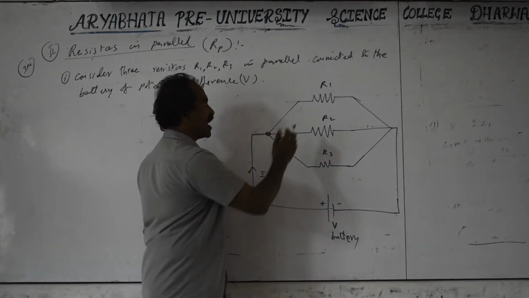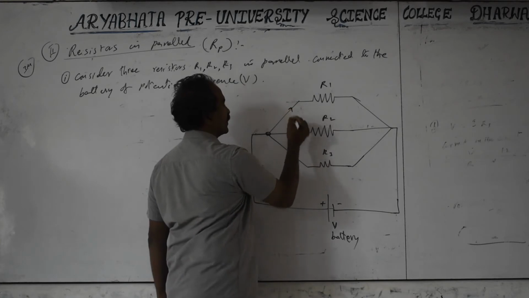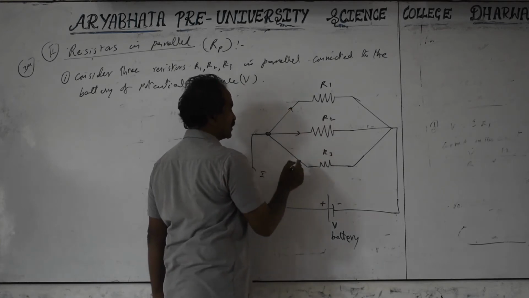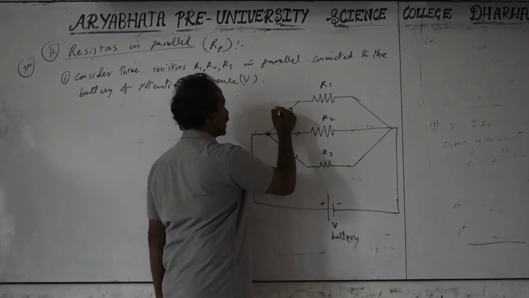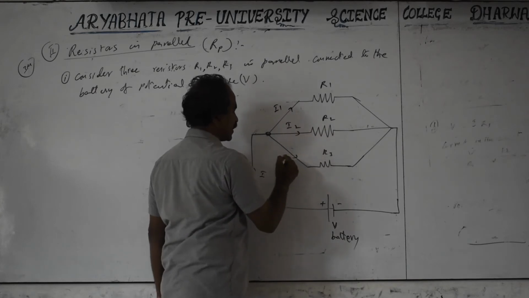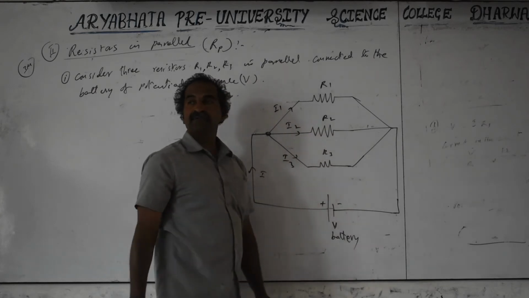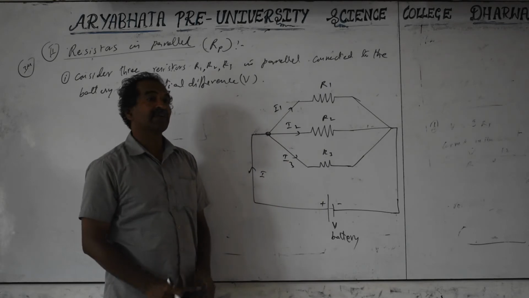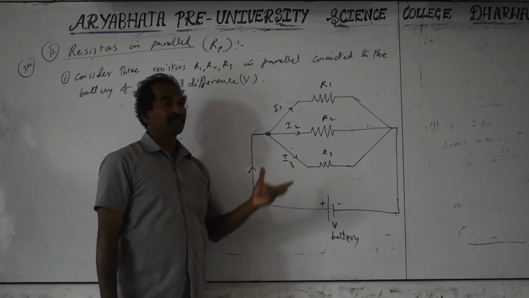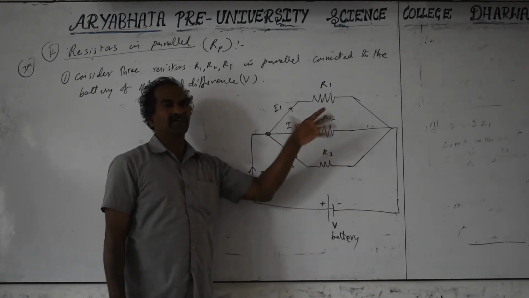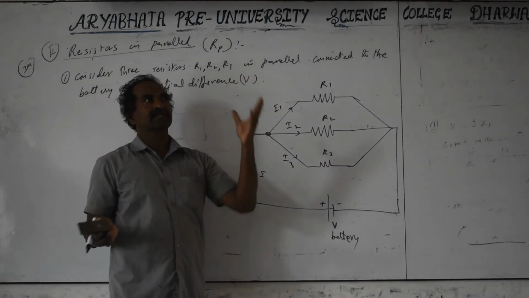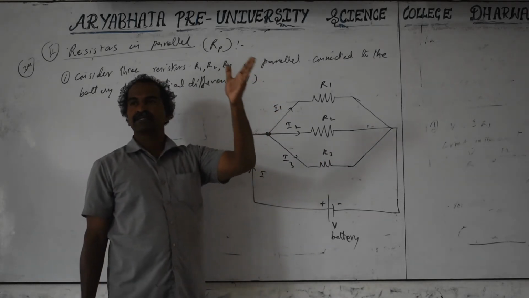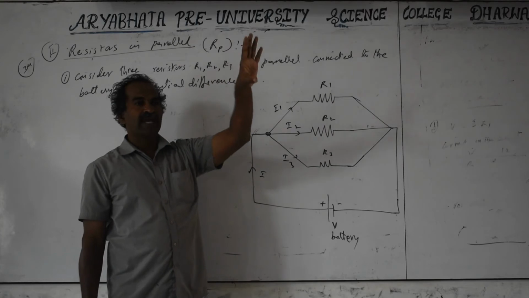Now the current through R1 is I1, the current through R2 is I2, and the current through R3 is I3. But what is the same for resistors in parallel? Previously, in series, the current was the same. For the parallel combination, V is the same. In the house, all the electrical devices, tube lights, bulbs and fans, are all in parallel only.